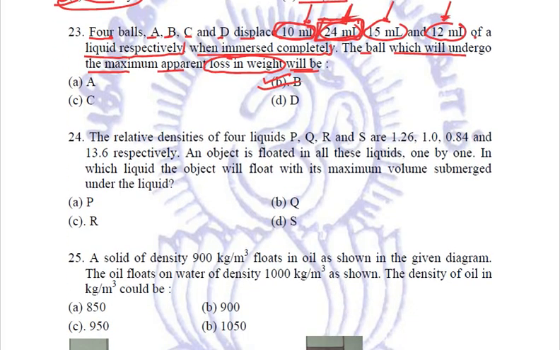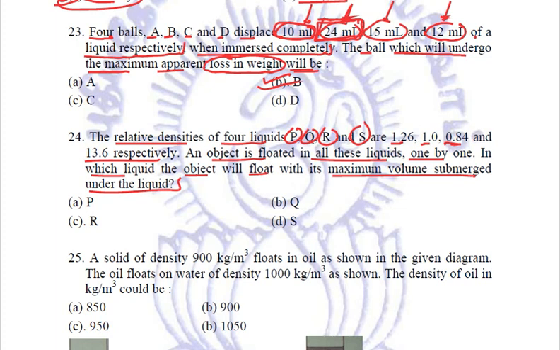Again, this is a repeated question. The relative densities of four liquids P, Q, R and S are given to us: 1.26, 1.0, 0.84 and 13.6 respectively. An object is floated in all these liquids one by one, and in which liquid the object will float with its maximum volume submerged under the liquid? We know that it will be liquid R.